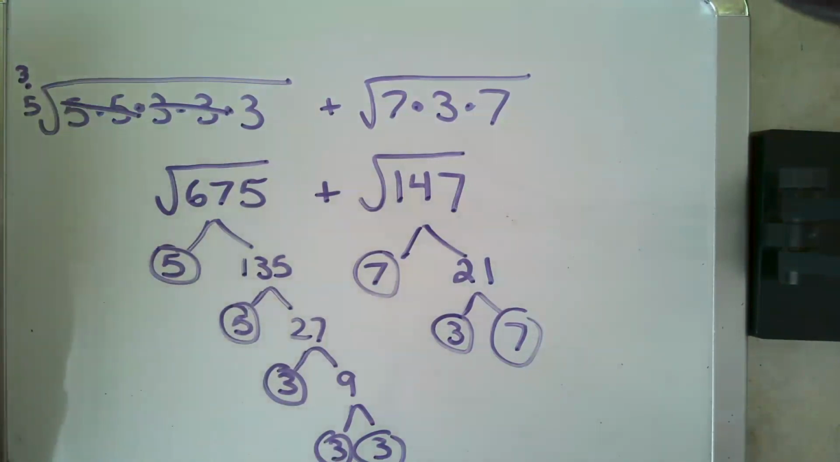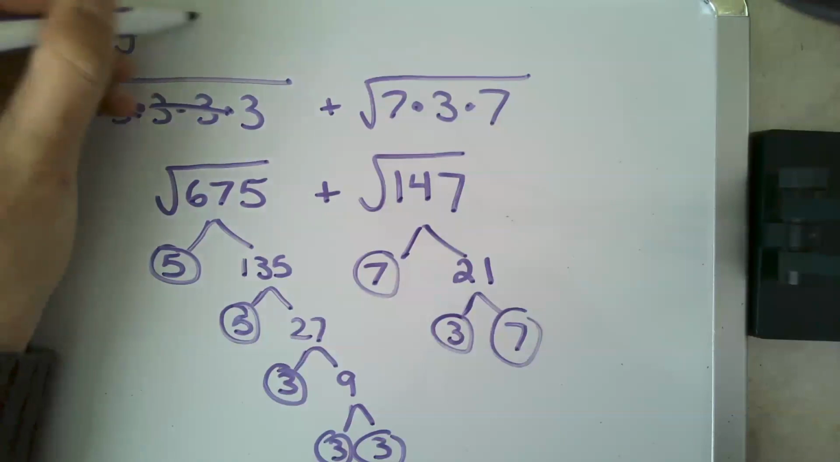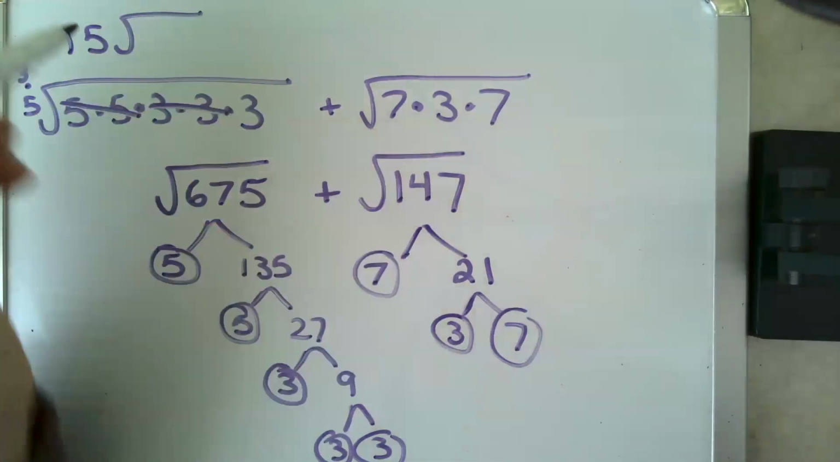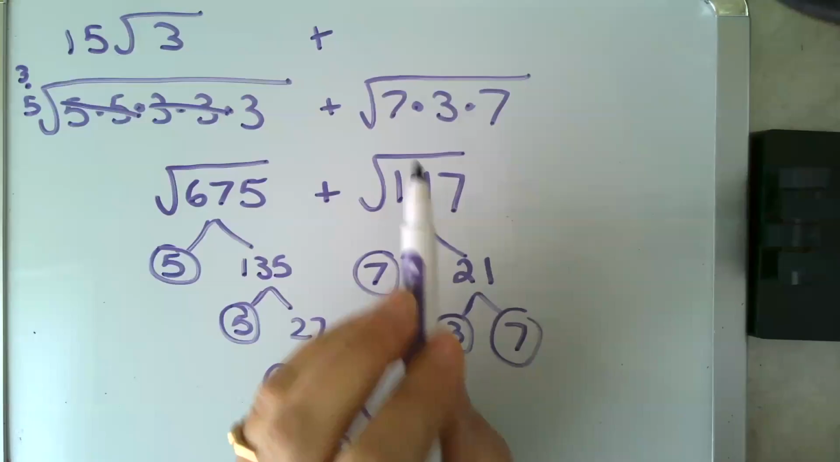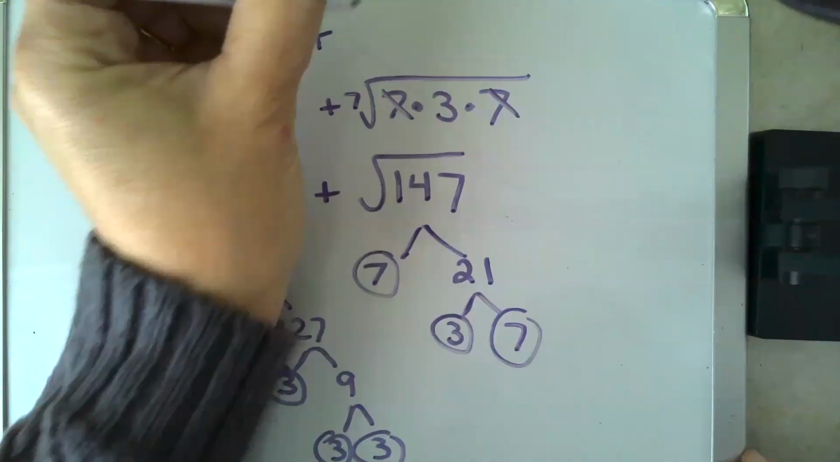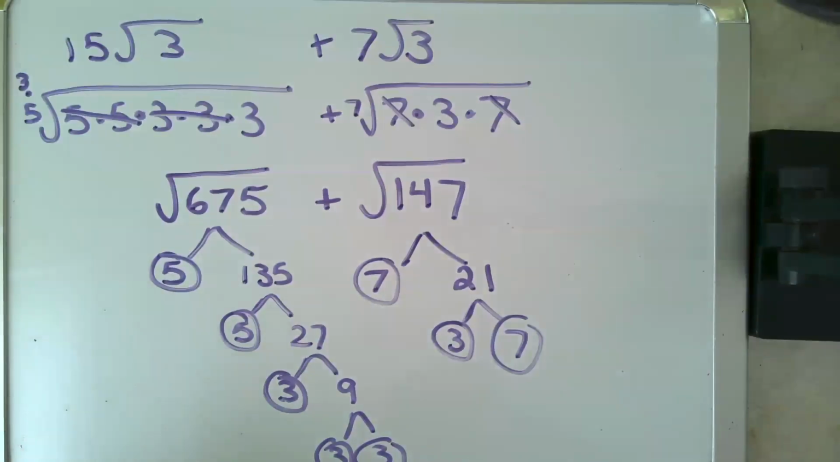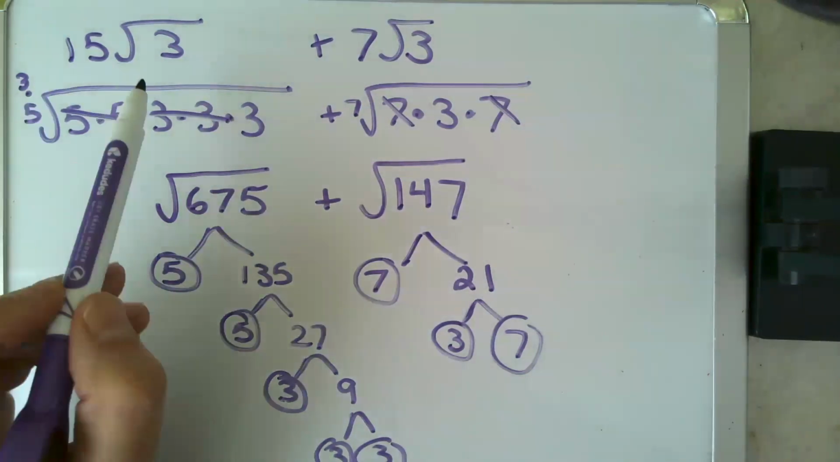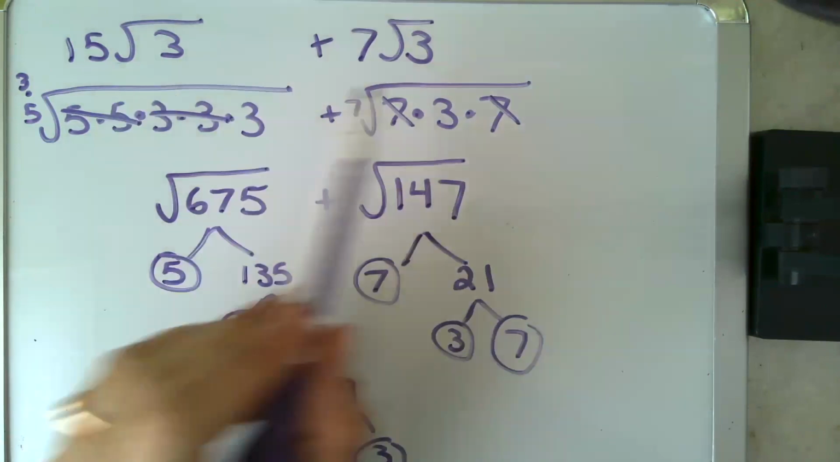And because that's so ugly, I'm going to rewrite that right now. 3 times 5, 15 on the outside, and inside I only have a 3, plus 2 7's come out. And so that's a 15 root 3 plus a 7 root 3. Okay, so we actually can move forward here. Students often sort of freak out. What do I do with this?